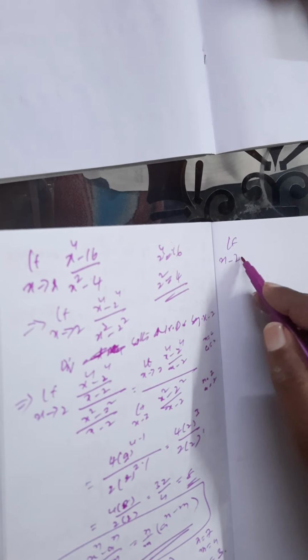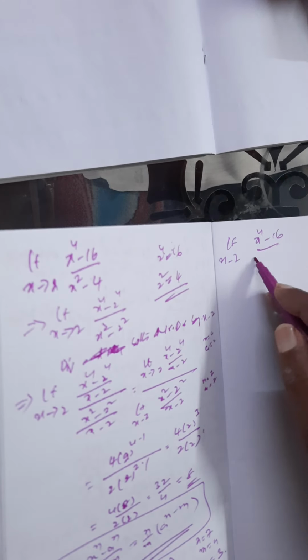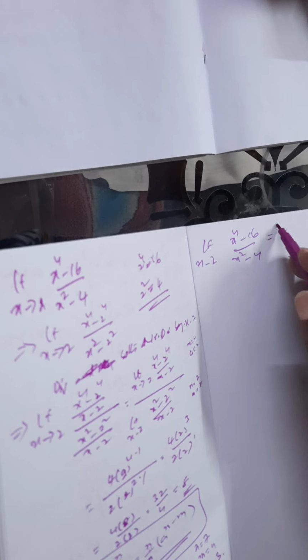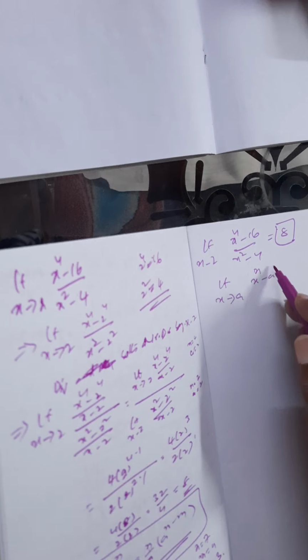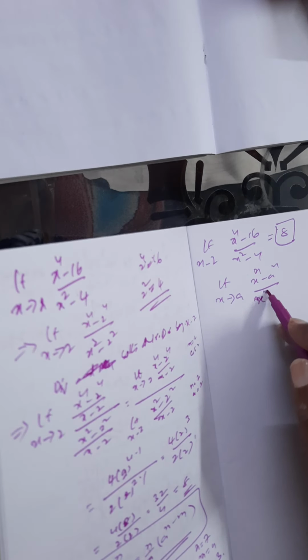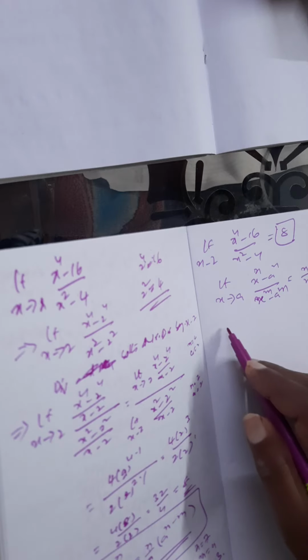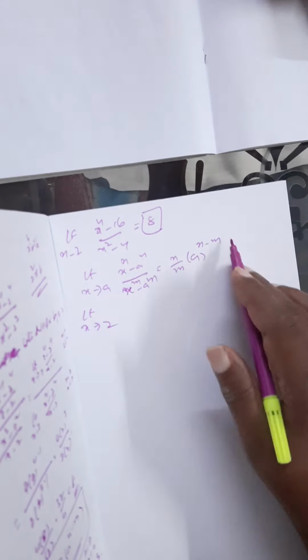Limit x tends to 2, here we got 16 and 4. Using the dividing and multiplying rule we get the answer as 8. Now we are going to check with this formula: limit x tends to a, (x^n minus a^n) by (x^m minus a^m) equals n by m, a^(n minus m). Now applying this limit x tends to 2 directly with this formula, the answer should be 8.